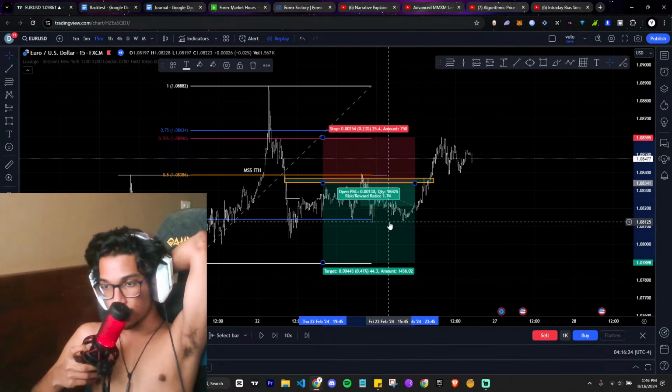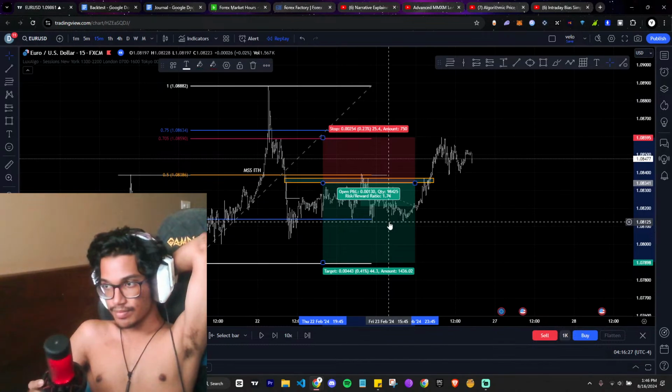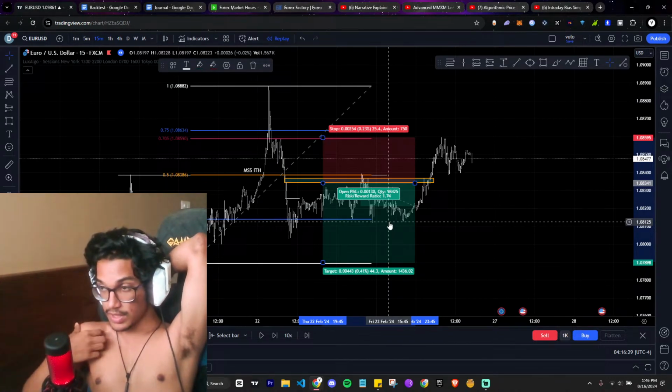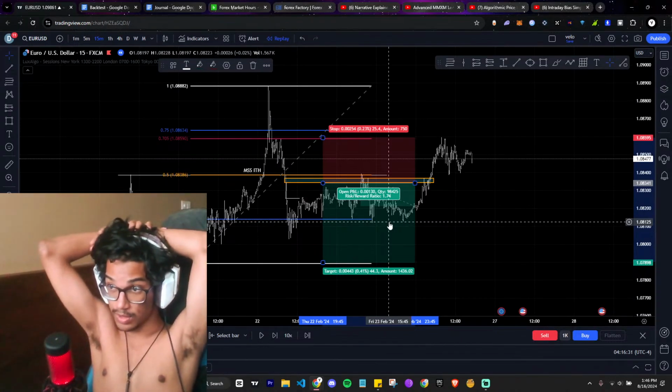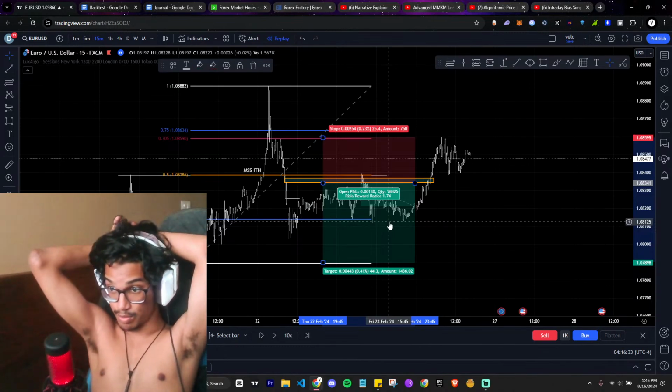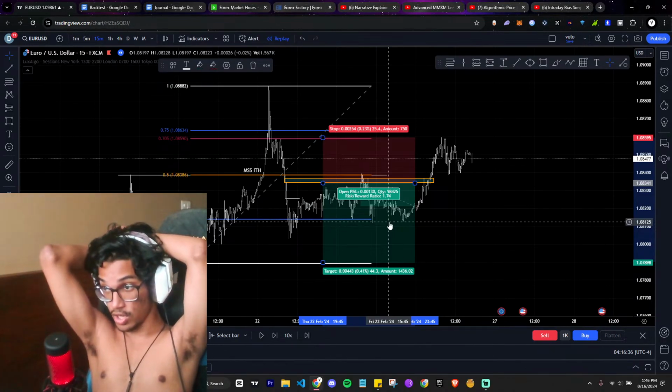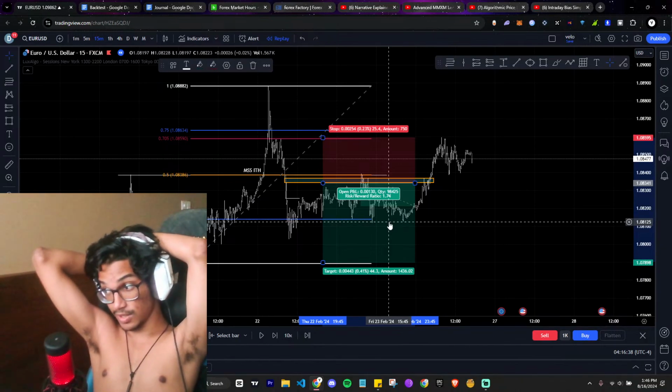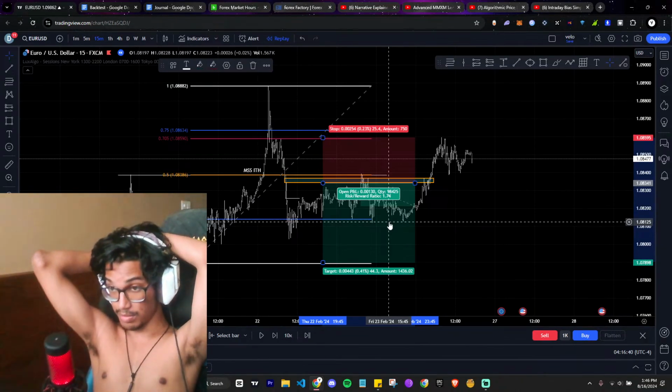It's a 1 to 1.7. These 1 to 1.7s always just mess you up. I don't know what it is, but these 1 to 1.7s are not bad risk to reward, but they're not good risk to reward, and they mess you up.